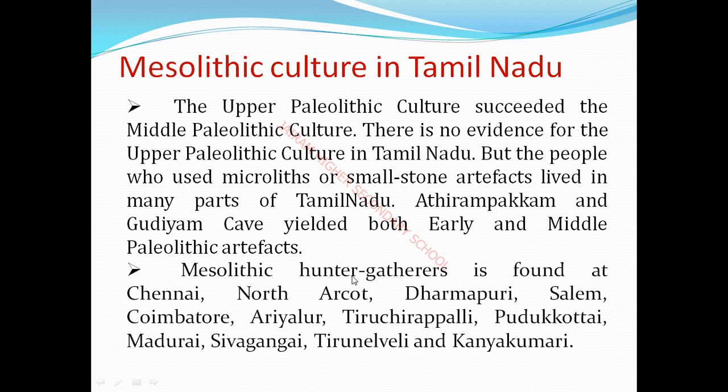What is a hunter-gatherer? They used to hunt animals and gather food in places like Chennai, North Arcot, Dharmapuri, Salem, Coimbatore, Ariyalur, Tiruchirappalli, Pudukottai, Madurai, Sivagangai, Tirunelveli and Kanyakumari. These are the places where the Mesolithic hunter-gatherers were seen by the archaeologists.